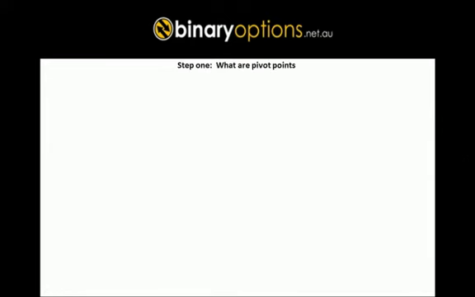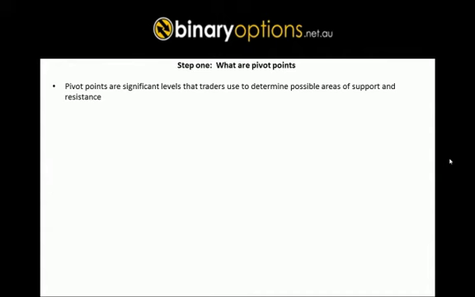So what are the pivot points? Pivot points are significant levels that traders use to determine possible areas of support and resistance. Even though they are calculated based on past price action, they are leading indicators because you can actually predict what levels of support and resistance you can find in future price action.